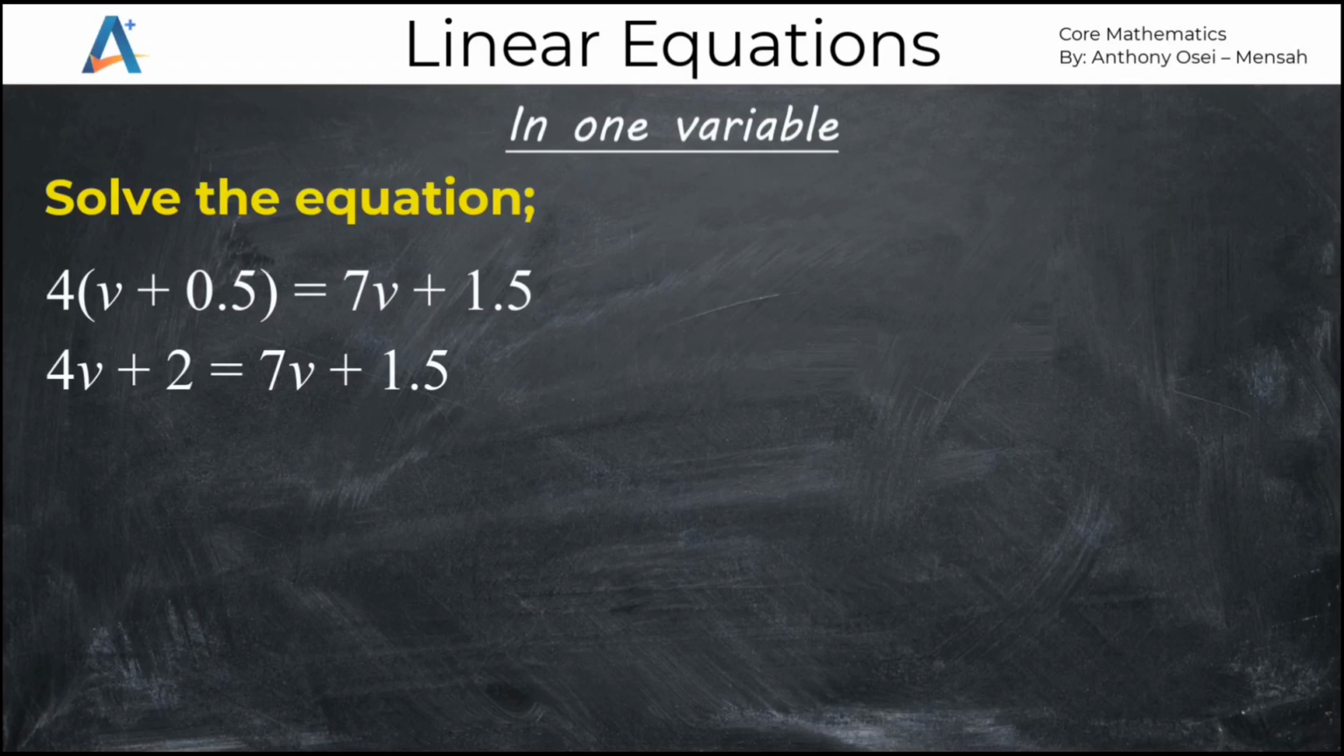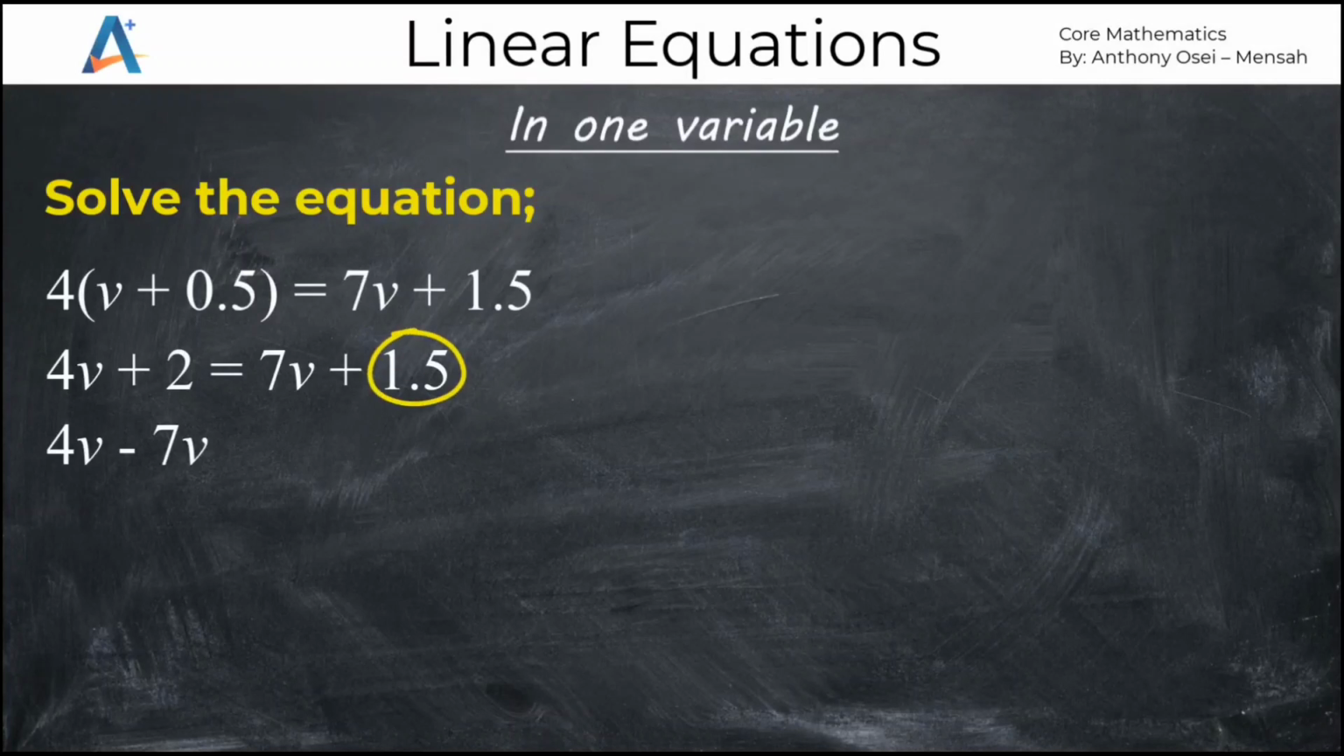Now we have to group all the constant numbers to one side and all variables to one side. So the variable v will be at the left-hand side as usual, but you can also bring yours to the right-hand side. We'll get the same answer. So I bring my 4v, which is already at the left-hand side. Then the 7v is at the right-hand side and it is positive. When it crosses the equal sign to the left-hand side, the positive sign will now change to negative. So it becomes negative 7v.